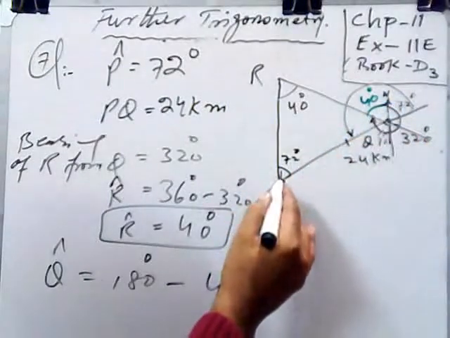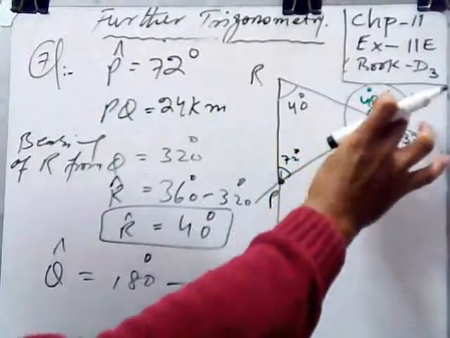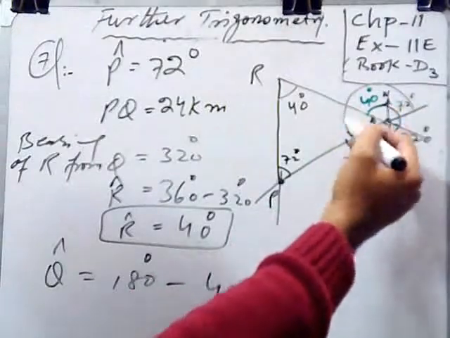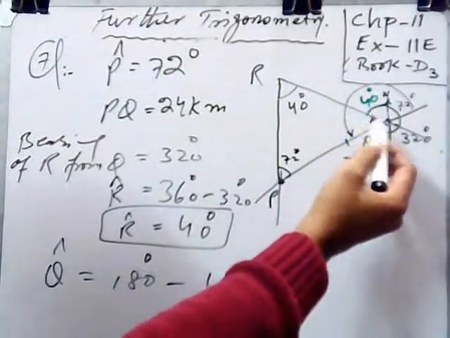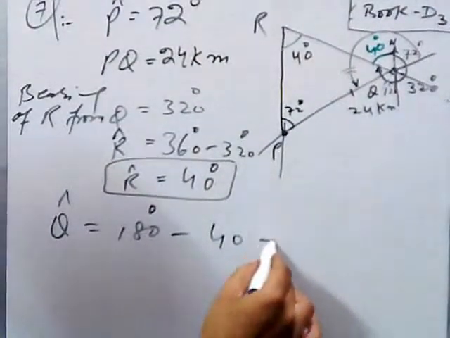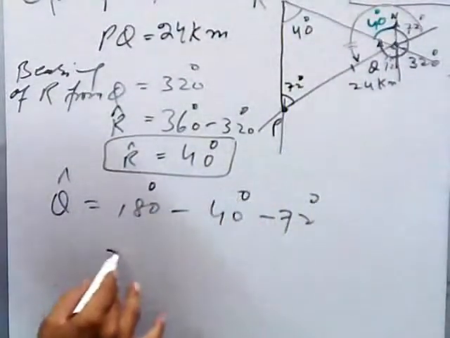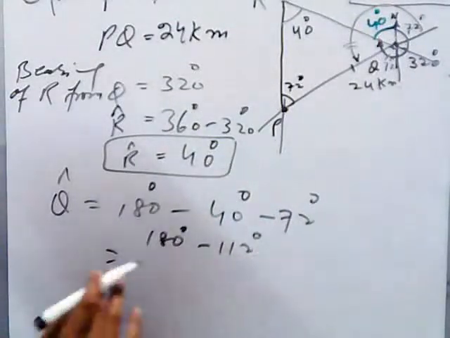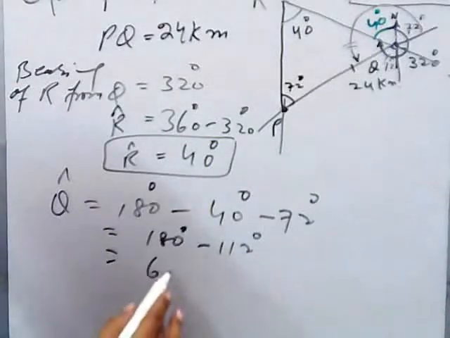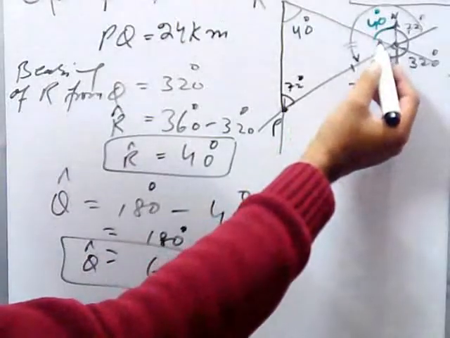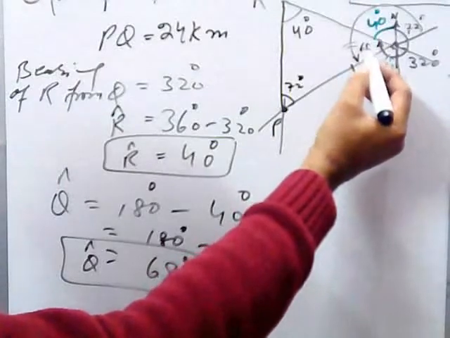So with the help of this we can find the alternate angles, and the alternate angle gives the vertical angle, and we come to this conclusion that 72 plus 40 minus 180, you will get this. So 180 minus 40 and minus 72 degree, so you will get 180 degree minus 112 degree, and Q is 68 degree. Angle Q is 68, so you are able to find angle Q, which is equal to 68 degree.